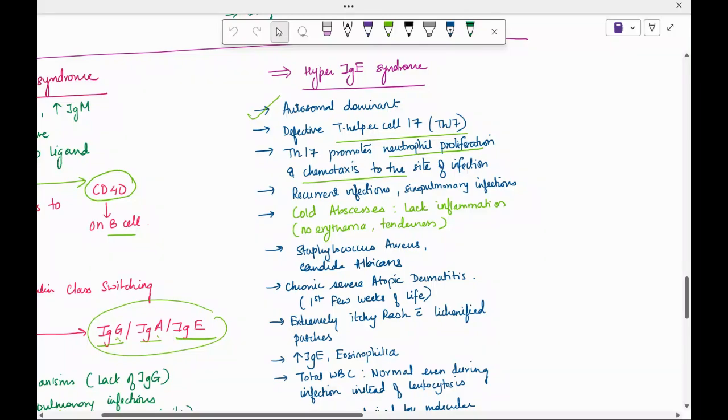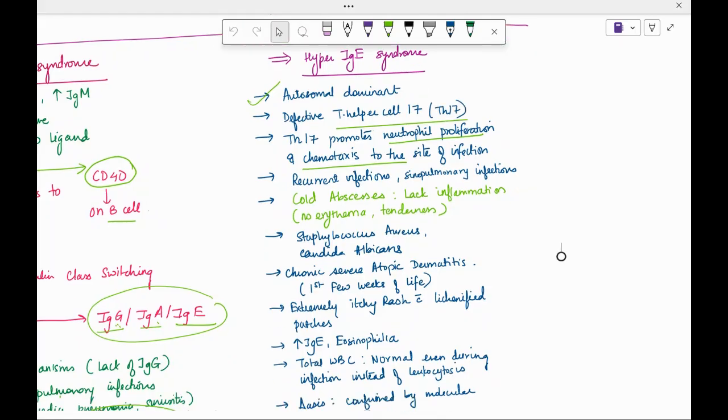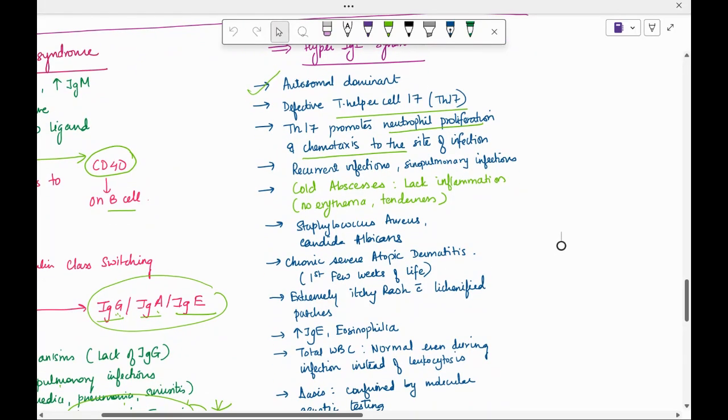So hyper IgE syndrome. This is autosomal dominant. There is a defect in the T helper 17. Now, what is the importance of this T helper 17? It promotes the neutrophil proliferation and the chemotaxis to the site of infection. Because the chemotaxis is not occurring, that is why there are cold abscesses. That is lack of inflammation, no erythema and tenderness. There is recurrent infection, sinopulmonary infection.